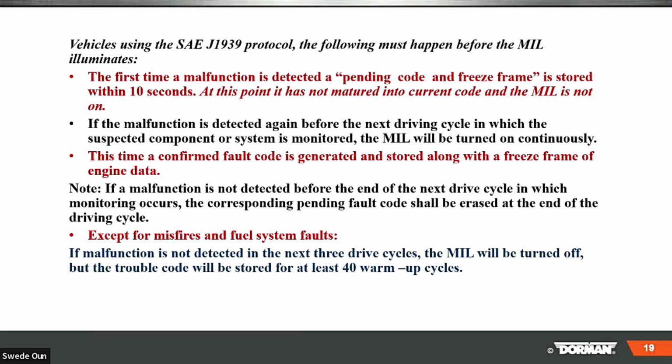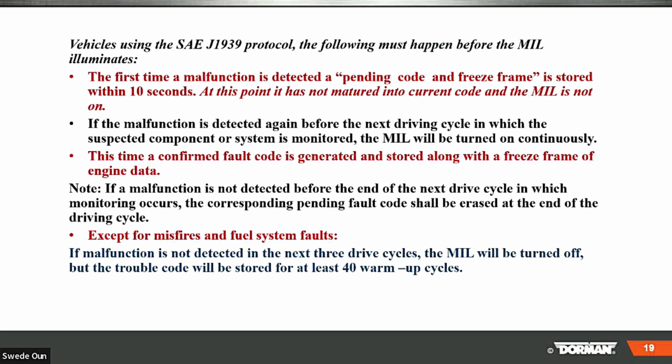Well, this does not mean that when the year 2030 comes, every vehicle has to be electric. It's all done in stages. But anyway, the first time a malfunction is detected, you're going to get a pending code and freeze frame. It's going to be stored within 10 seconds. At this point, it has not matured into a current code and the MIL is not on.